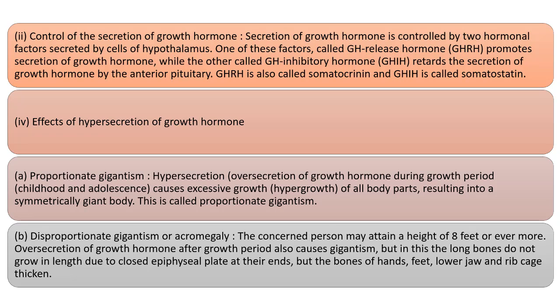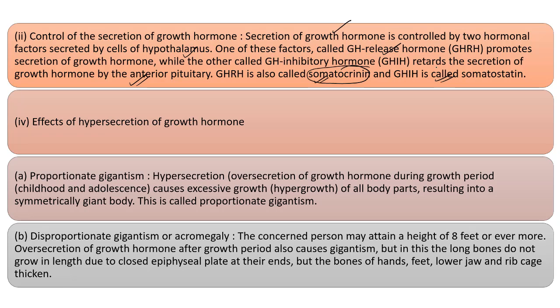Control of the secretion of growth hormone. Secretion of growth hormone is controlled by two hormonal factors secreted by the cells of hypothalamus. One of these factors is growth hormone releasing hormone, which promotes the secretion of growth hormone, while the other is growth hormone inhibitory hormone or somatostatin, which retards the secretion of growth hormone by anterior pituitary. GHRH is called somatocrinin and GHIH is called somatostatin.